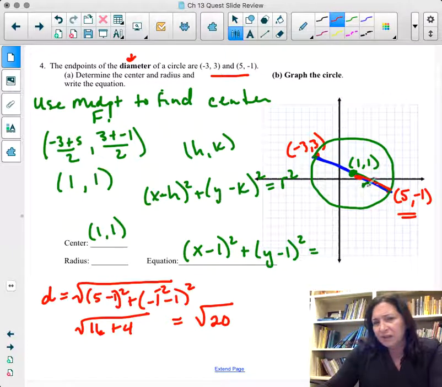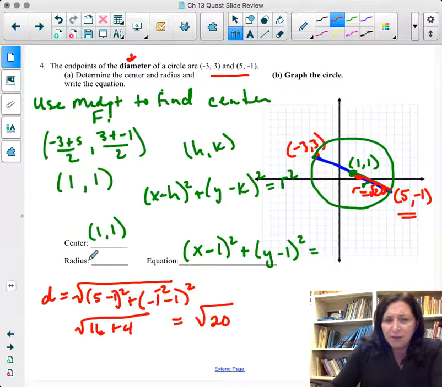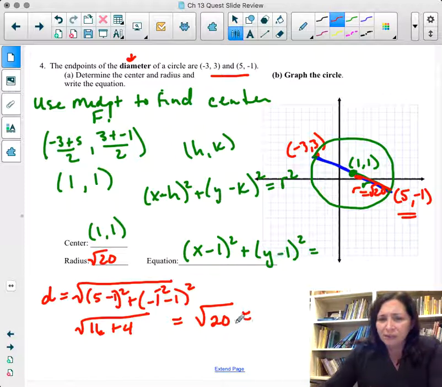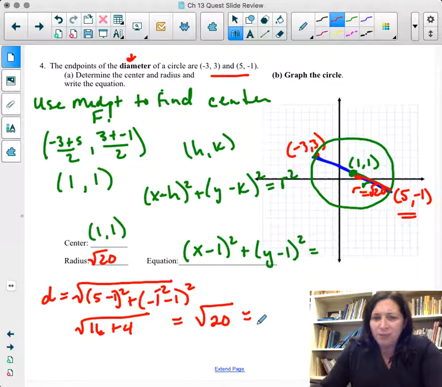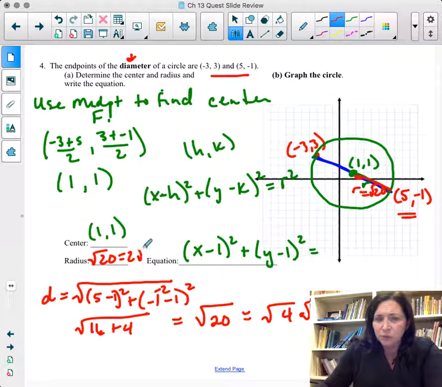That's the distance. That's my radius. My radius is equal to the square root of 20. So you would write that here. Radius is equal to the square root of 20. And of course, you can reduce that. The square root of 20 breaks down to the square root of 4 times the square root of 5. Now, the square root of 4 is 2. So that's going to be equal to 2 root 5.